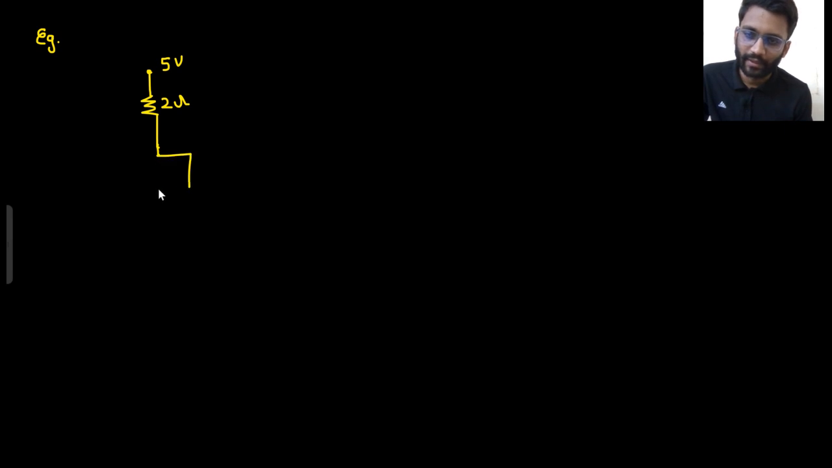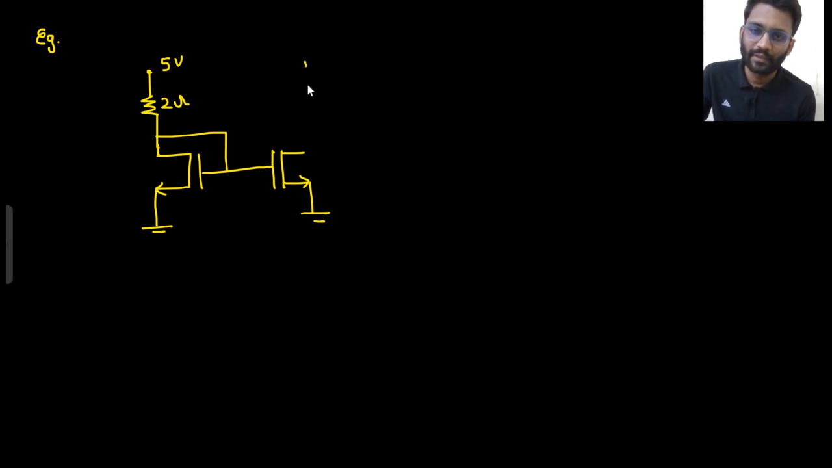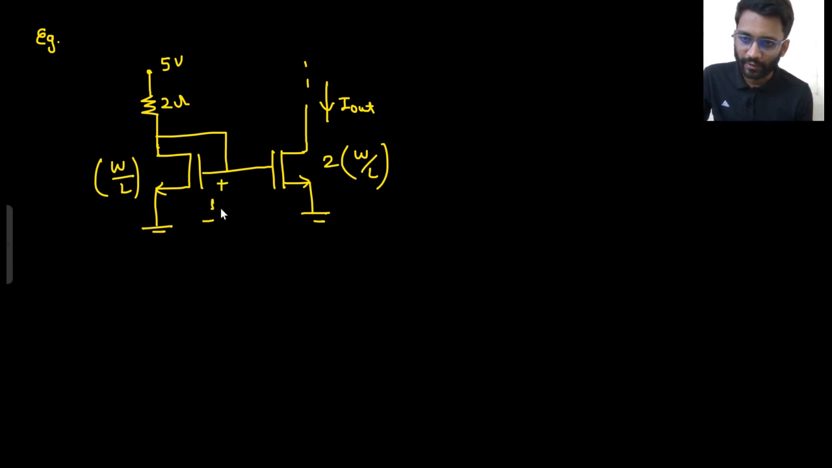Then there is this diode connected transistor. Then there is this another transistor. Okay, there will be some circuitry ahead, and this is your, forget about it, no V not nothing. W by L of this, if this has W by L, this has 2 into W by L, and this is your I out. This potential is given, that is equal to 1 volt.